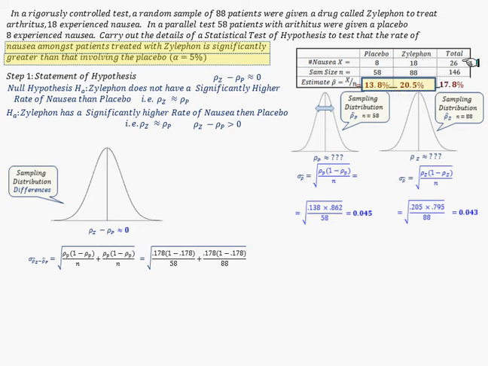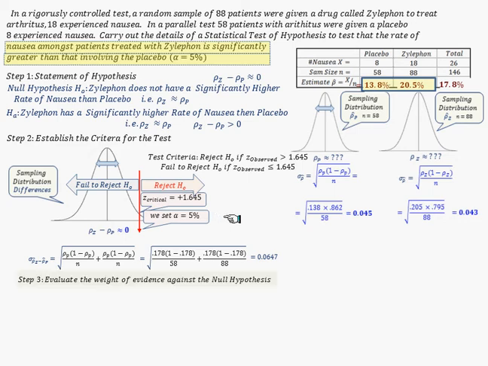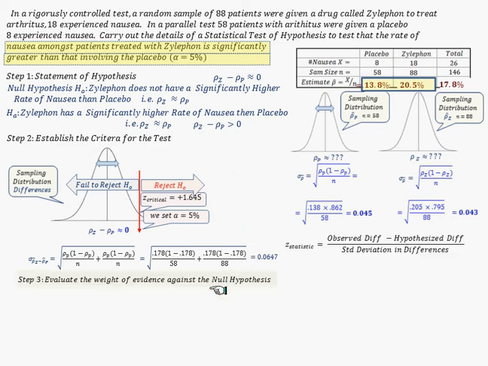We look at the totals here, 17.8. Notice it's between these two percentages here, and use that in our calculations. That gives us a standard error, 0.0647, and that's in the distribution of differences. Now looking at the test criteria for 5% tail, critical value, we reject and fail to reject under the circumstances here. And bring on the evidence against the null hypothesis.